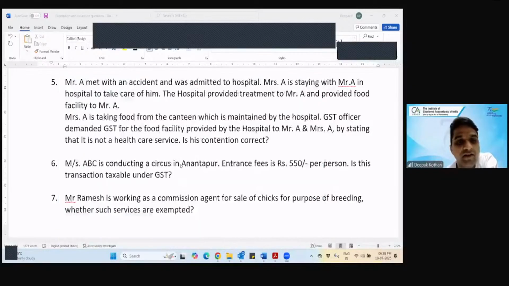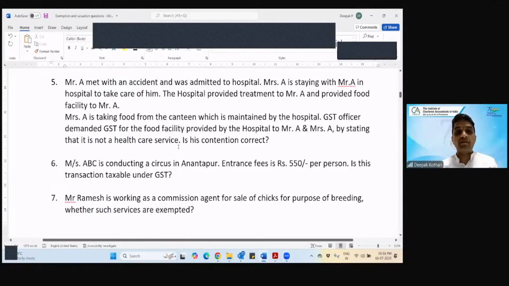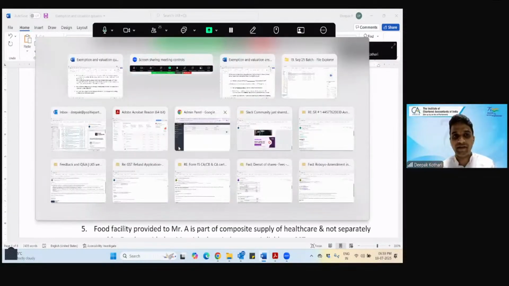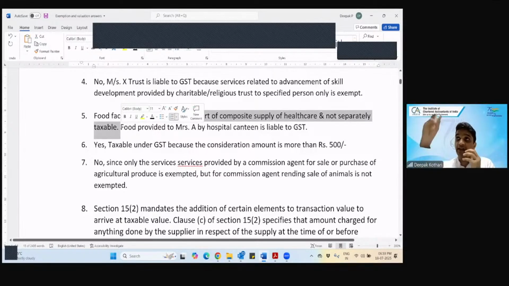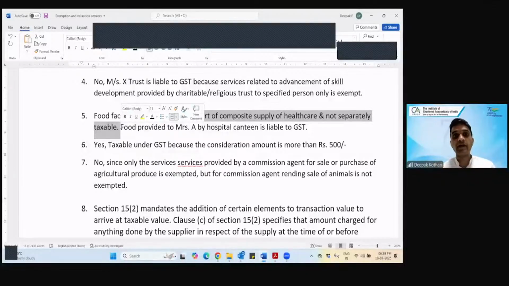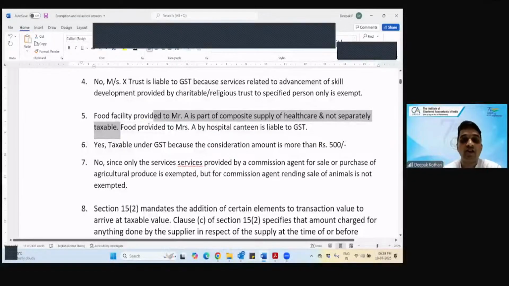Correct, Kirti. Right. So Mr. A met with an accident and he is admitted to the hospital. Now, who is getting the treatment? Mr. A is getting the treatment, right? So the food facility provided to Mr. A is part of the composite supply of healthcare and it is not separately taxable. Since healthcare is exempted, the food also becomes a composite supply, so that will be exempted. But whatever Mrs. A is buying from the hospital's canteen will be taxable because she is not availing the healthcare service. Mr. A is taking the healthcare service. Okay.